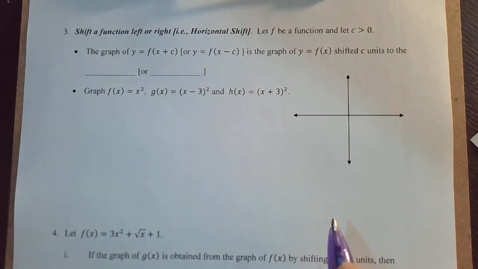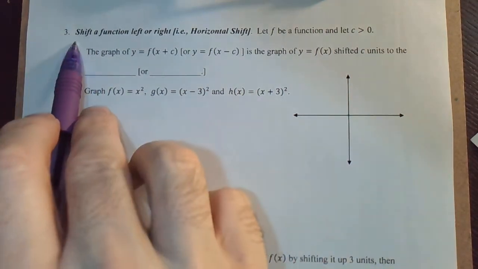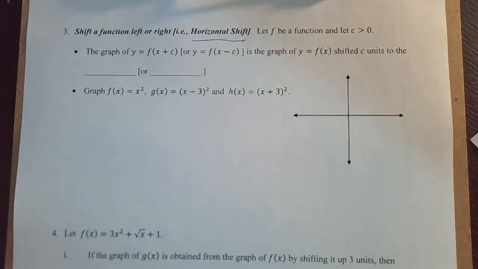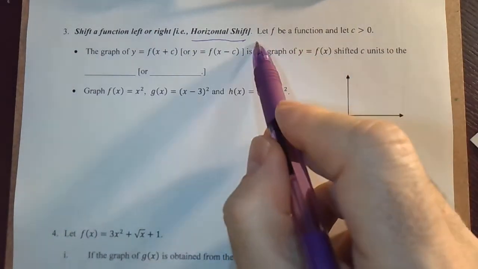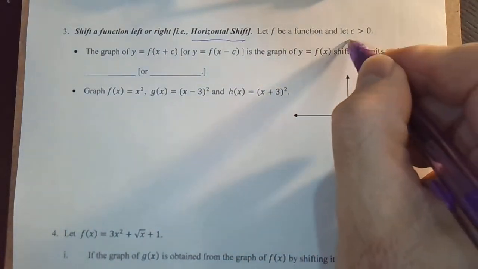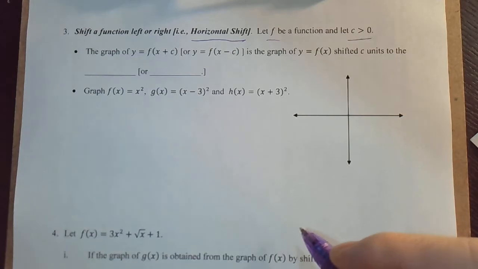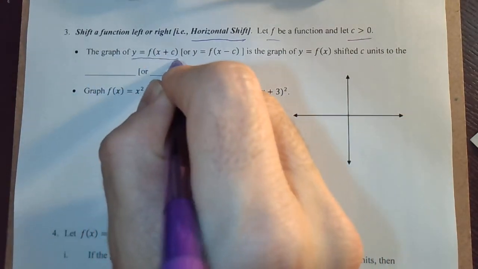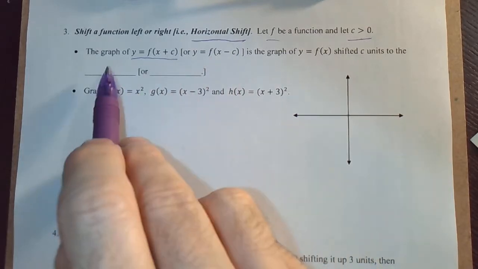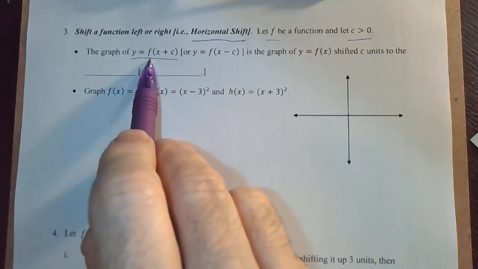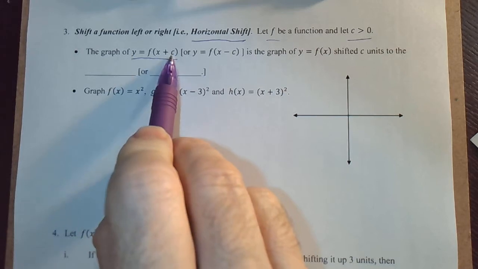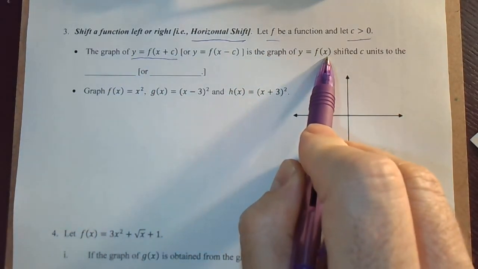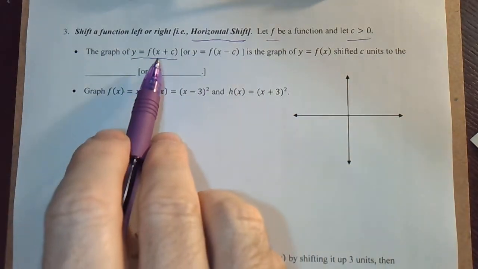For our next transformation of functions, we're going to shift a function either left or right, and that's called a horizontal shift. So again, we'll let f be a function and let c be a positive number. The graph of, and let's deal with the first one first, not the ones in brackets. The graph of y equals f of x plus c is the graph of y equals f of x shifted c units, which direction?